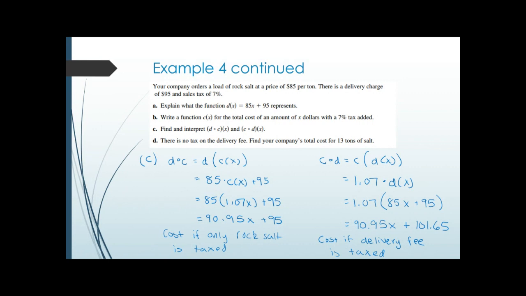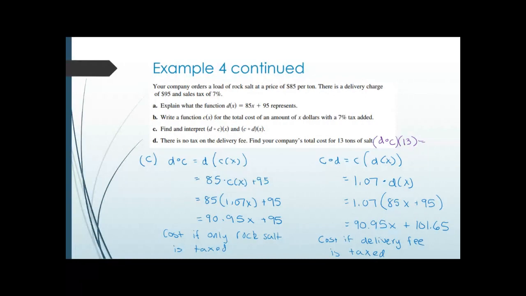So now part D says there is no tax on the delivery fee. Find the company's total cost for 13 tons of salt. So unfortunately, I ran out of room here and I didn't create a third slide. But if there's no tax on delivery, that means we're doing D compose C. Yep, D compose C, and we're plugging in 13 for x. So you could write it as D compose C of 13. And now, why is it not letting me write? There we go.